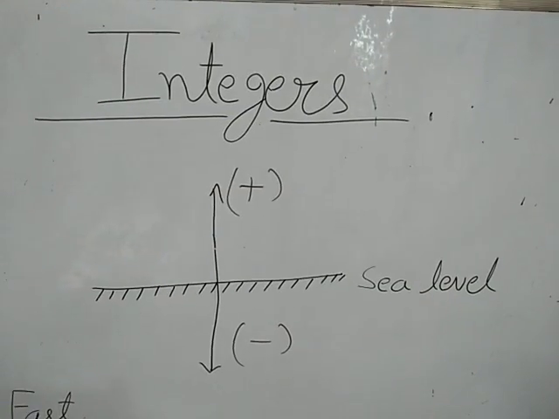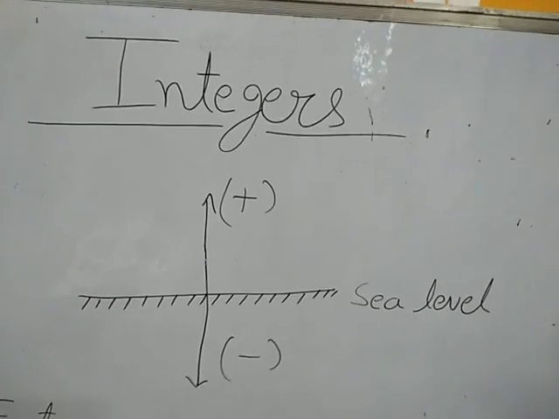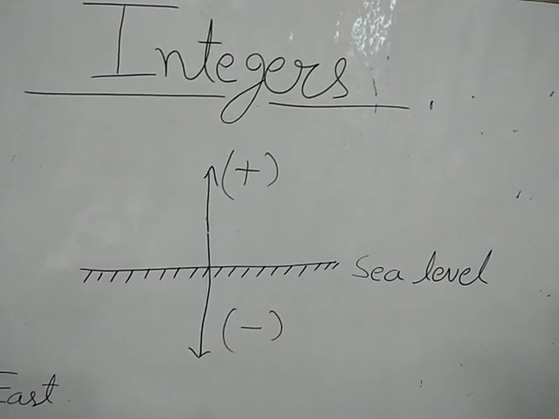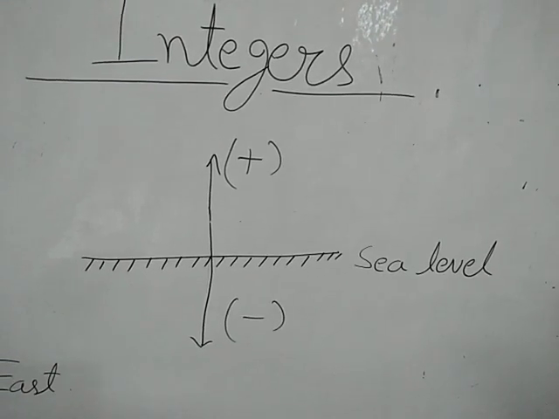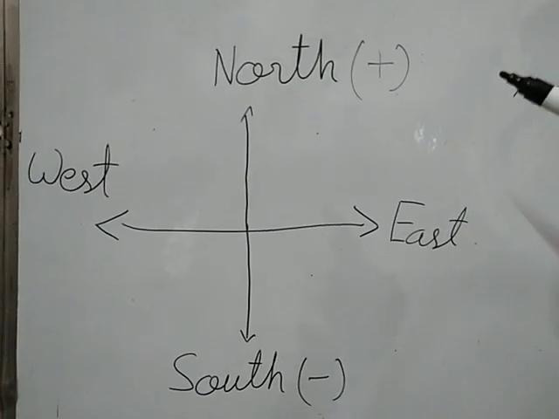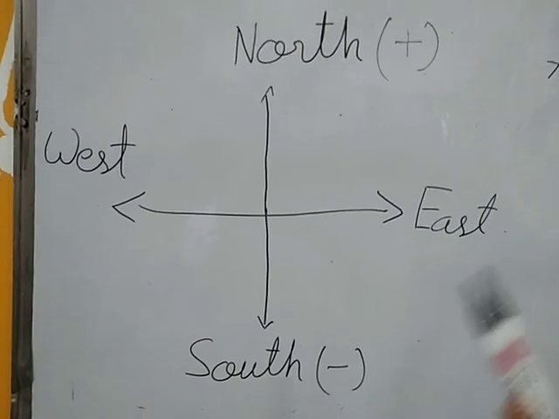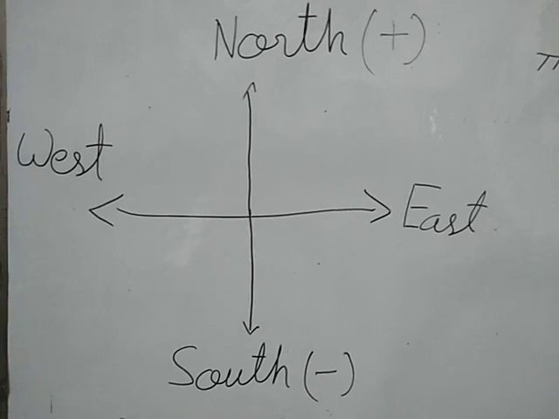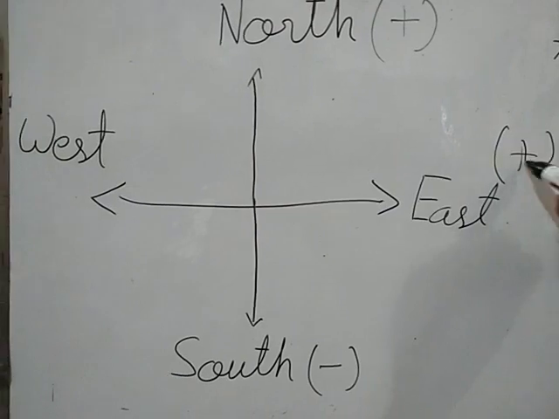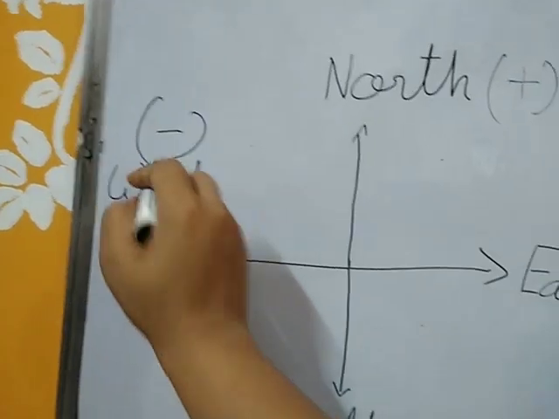Okay, let's discuss a few more things. Whenever we are solving questions related to sea level, the values above sea level are positive numbers, positive integers, and below sea level we will count the distance as negative. Similarly, in a direction chart, north, that means above, is positive, and south is negative. For east and west, you can recall your number line. East means right side, so it is positive, and west is on the left side, so it is negative.